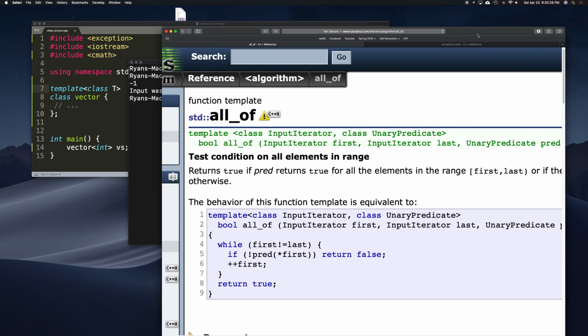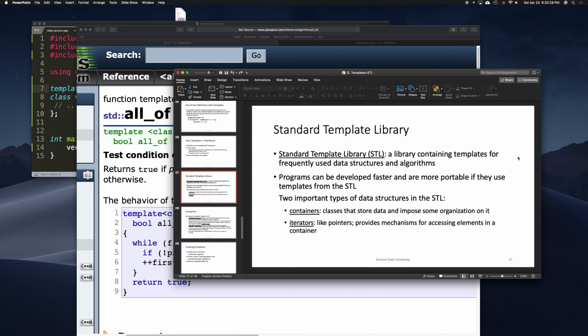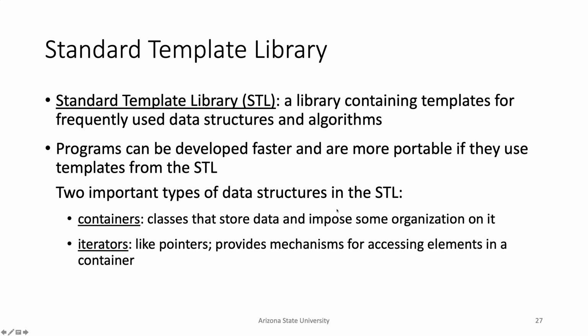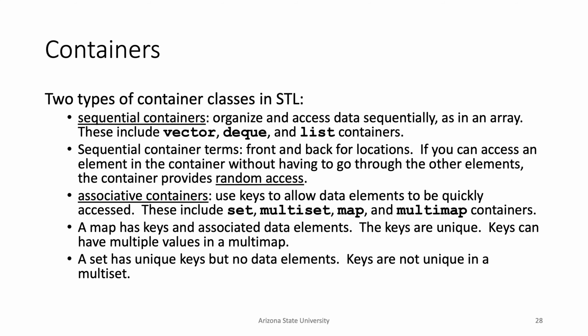And they can work with arbitrary types, which is pretty awesome. So what are the data structures in the library? Containers, which we've talked about in depth, and things called iterators. So when you call sort or all of or whatever function with, say, a vector.begin or vector.end, what happens is those things are iterators. And so they're like pointers, but they provide ways of accessing things in a container.